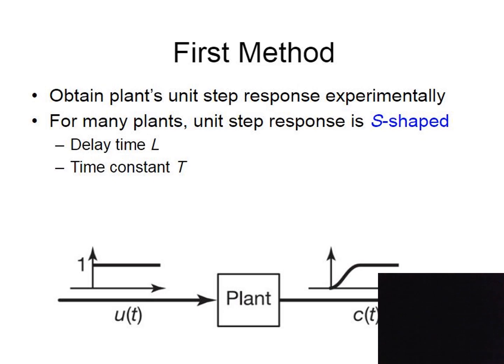Coming to the first method, the Ziegler-Nichols method, which is also called the open loop method. In open loop, we are going to have only a plant. We excite the plant with a step input and get a step response. We call this an S-shaped response. From the step response, we determine two parameters: one is the delay time, and the other is the time constant. Let us represent them as L and T.